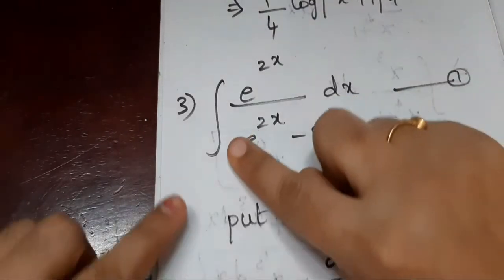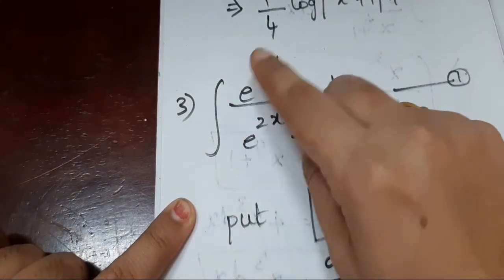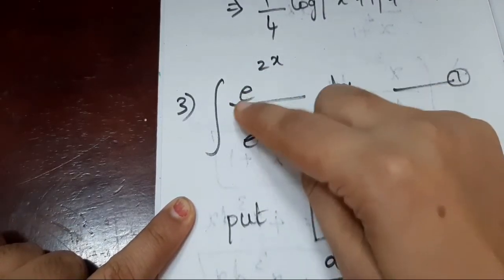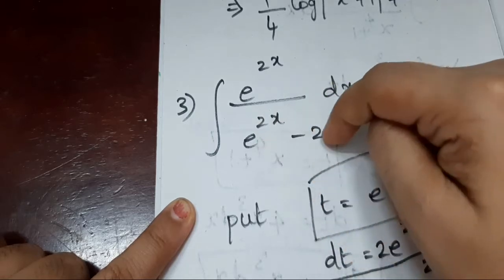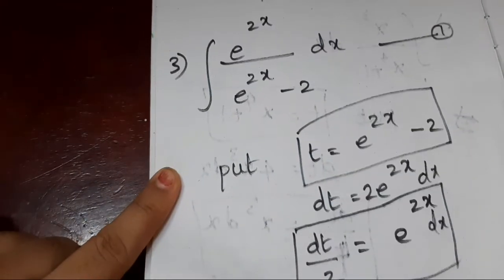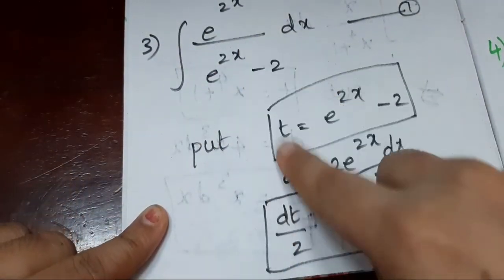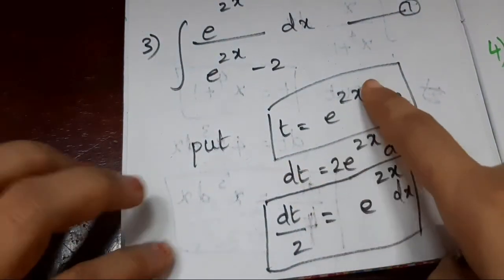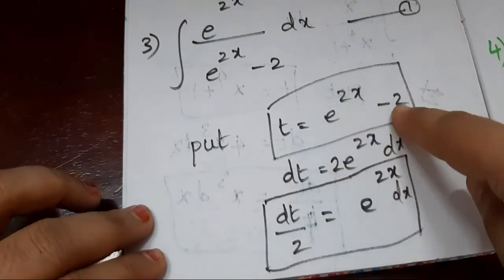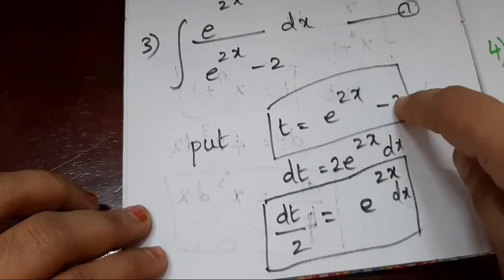Now the third question is integral of e power 2x by e power 2x minus 2 into dx. Now I am going to take the denominator as t. T is equal to e power 2x minus 2.